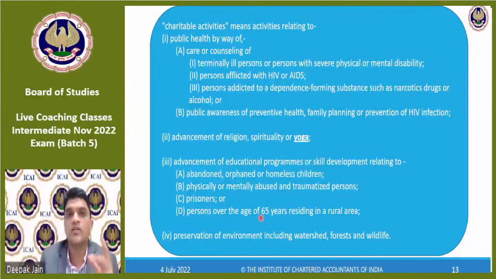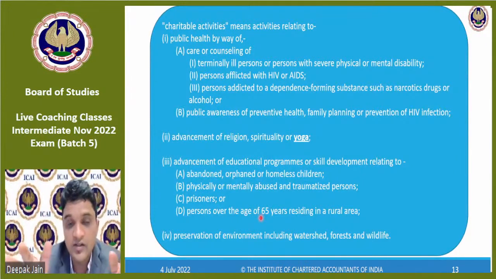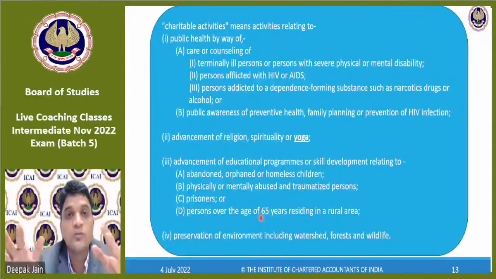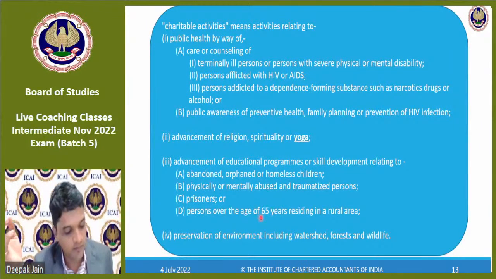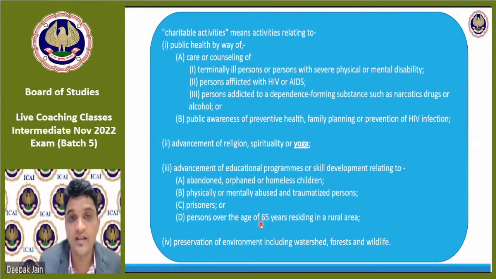We know that some people are physically or mentally unstable. If I'm giving an advanced education program only to them, or only to prisoners, so if there is some organization which has tied up with the prison officer and is providing only to prisoners, or to persons over the age of 65 years, but not in urban areas, only in rural areas. So senior citizens I will give, but not those in the urban area, only those in rural areas. Okay.